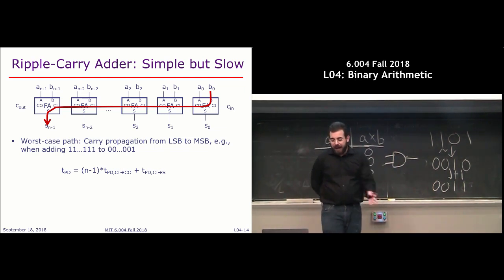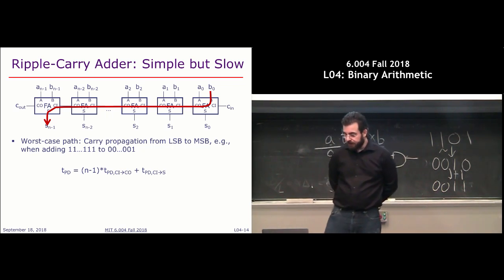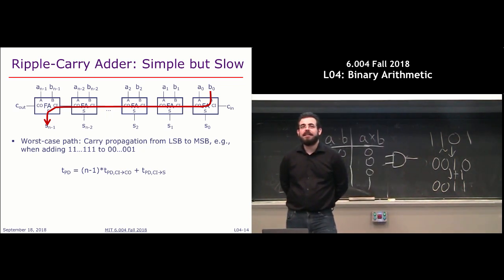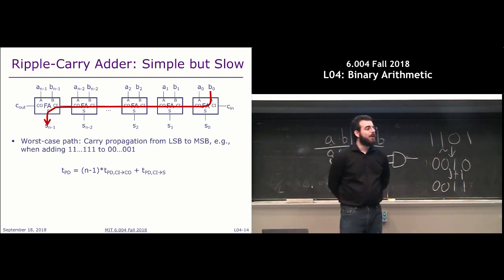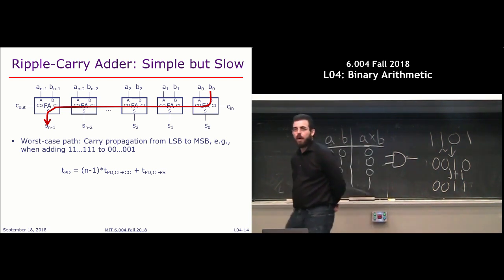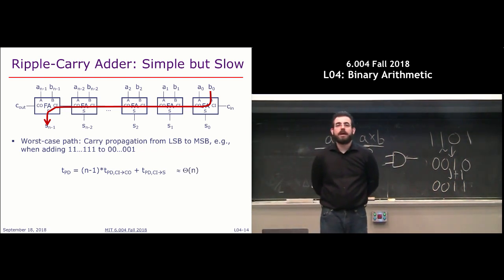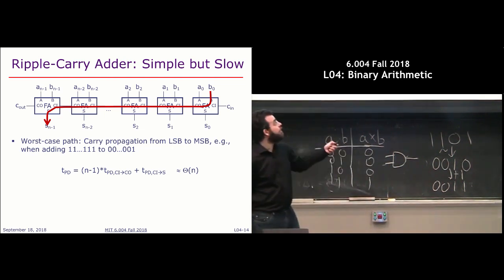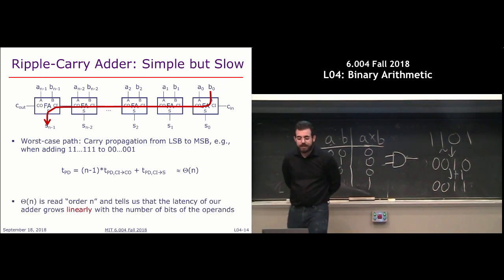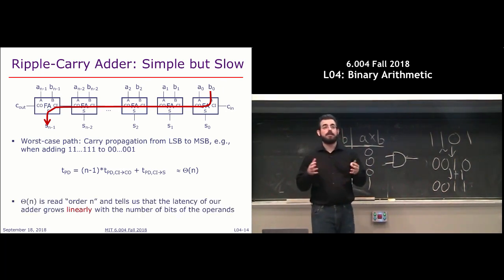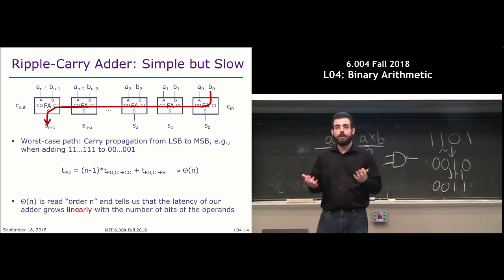And so you can look at different adder implementations, and you'll get particular numbers. But the key problem here is this n minus 1 term, right? By changing the design of the full adder, you could affect these terms. But you are going to have this long chain. And so we say that this propagation delay is order of n, which we represent by this theta of n notation. And what this means is that the latency of the adder grows linearly with the width of the inputs, with the number of bits of the inputs that we want to add.